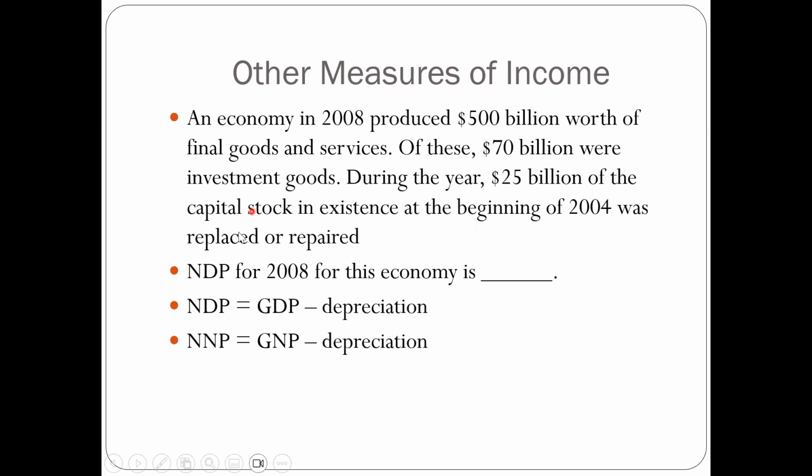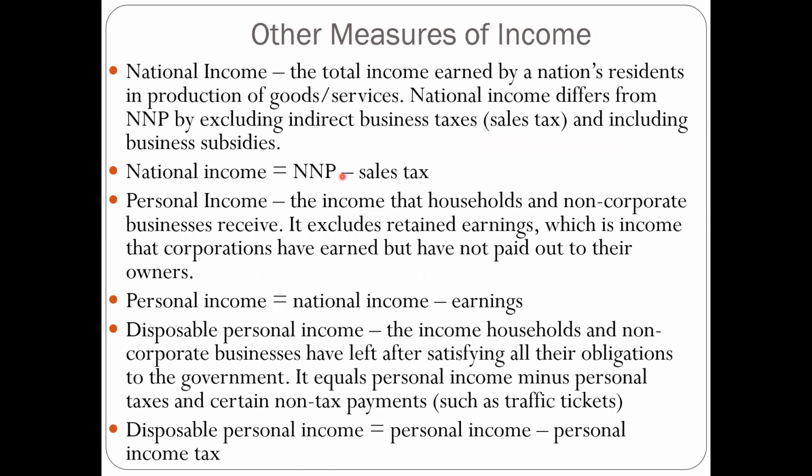So in order to obtain the net domestic product, we exclude the depreciation. In order to obtain the net national product, we exclude the depreciation from the gross national product. So here, because we have 25 billion as depreciation, we exclude it from the 500 billion and we get 475 billion. And we continue with our other measures.